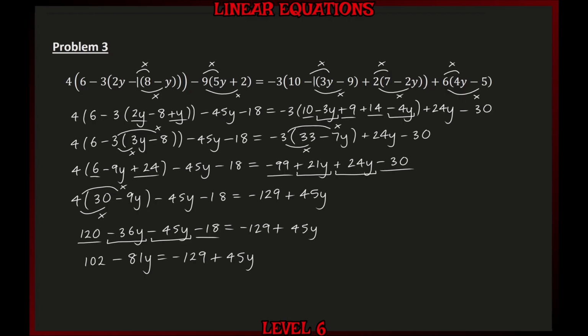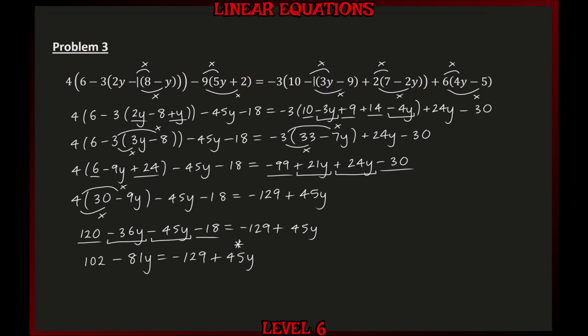So we've finally got rid of the brackets and we've collected all of our like terms together. And look at this equation now, we've still got unknowns on both sides. So we're going to collect them on the side where we start with the most. And in this case, that's the right hand side, because 45 is greater than minus 81.